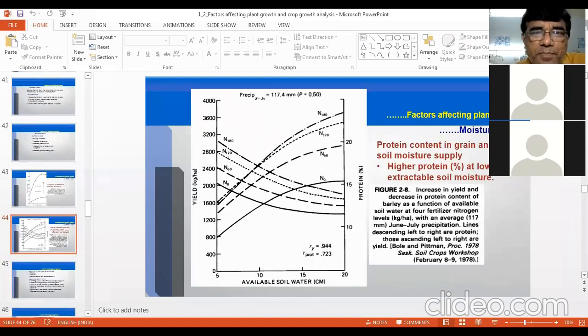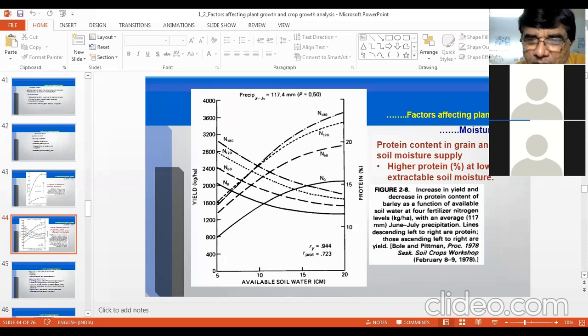See another picture. This picture is on protein content in grain and moisture supply. Means in general, if you decrease the moisture supply, the protein content increases. With the increase in level of nitrogen, protein content also increases. This is important. There are 2 points from this graph you can see.